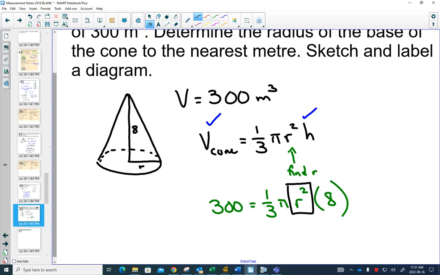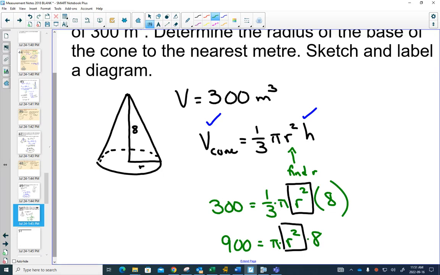And we could take our time with this. I have a 1/3. How would I get rid of the 1/3 on that side? I can't add or subtract because it's multiplying right here, right? But I can multiply and divide. What would get rid of a 1/3? Multiply it by 3. So if I multiply it by 3, this side will become 900, and 3 times 1/3 becomes 1. It just goes away. So I still have the pi. I still have the r squared, which I put a box around because I want to get that by itself. I still have the 8.